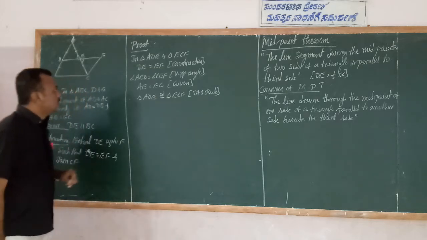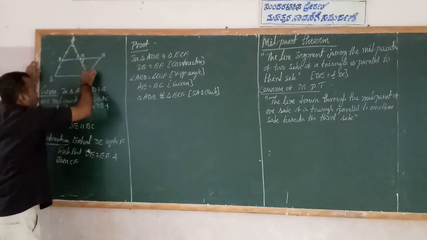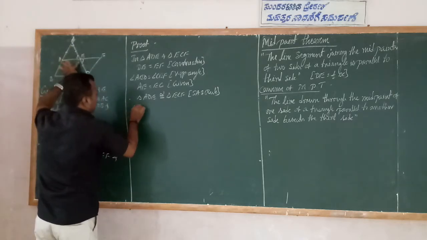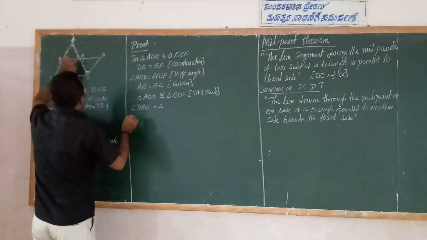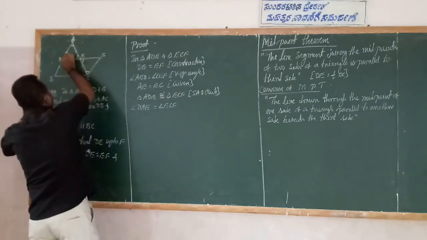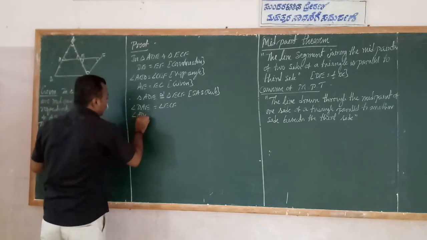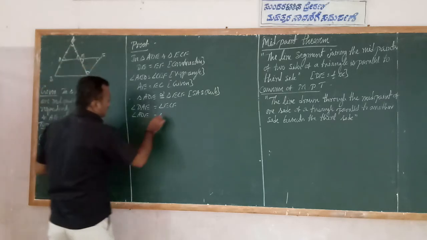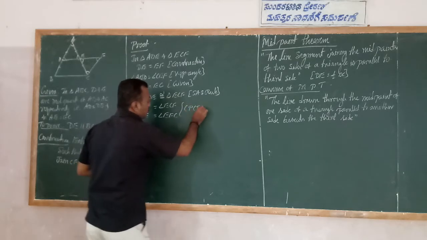Okay. Next, afterwards, this angle and this angle are equal because of similarity. Angle DAE is equal to angle ECF, and this angle and this angle are also equal. Angle ADE is equal to angle EFC because of CPCT, and also what is this?